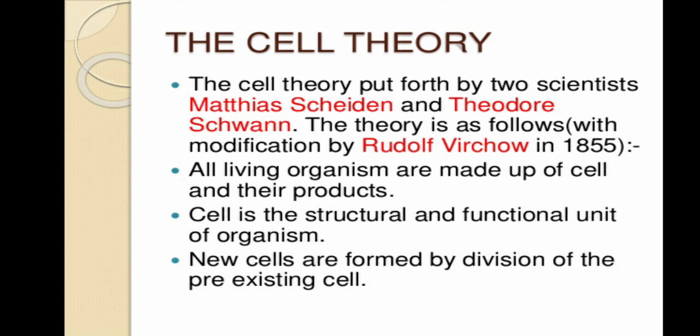Now the definition of cells which we have already discussed is the second point of the cell theory. The cell is the structural and functional unit of life. In 1855, Rudolf Virchow revised the cell theory and he stated omnis cellula e cellula. What does this mean? Omnis cellula e cellula means all new cells arise from pre-existing cells.